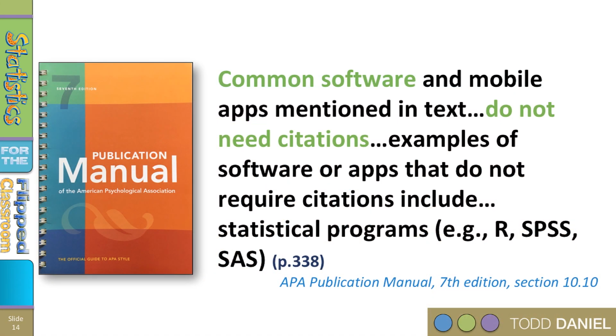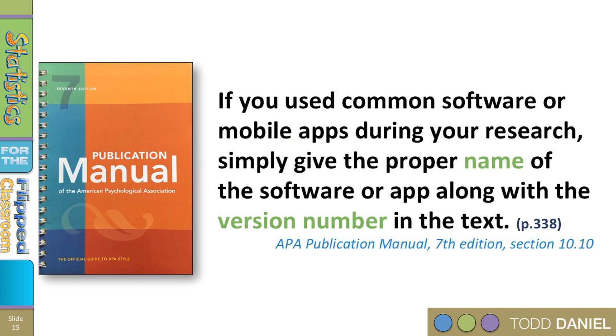According to the APA Publication Manual 7th edition, common software and mobile apps mentioned in text do not need citations. Examples of software or apps that do not require citations include statistical programs, that is, R, SPSS, SAS. The publication manual specifies, if you used common software or mobile apps during your research, simply give the proper name of the software or app along with the version number in the text.